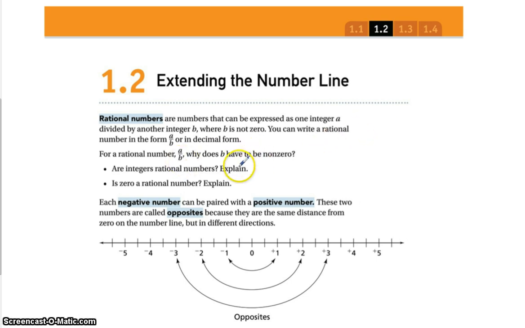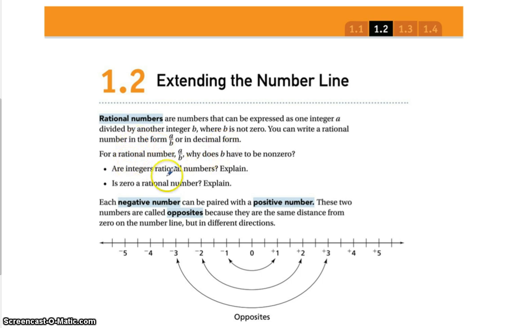So we're just going to say b has to be non-zero because a rational number has to give us a decimal number of some sort when we divide it out. And when we divide by 0, if you divided it on a calculator, you would see that you would get an error message for most calculators.